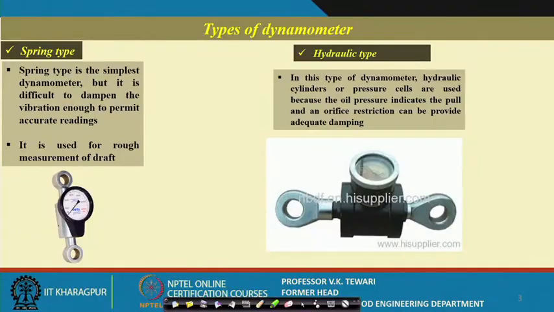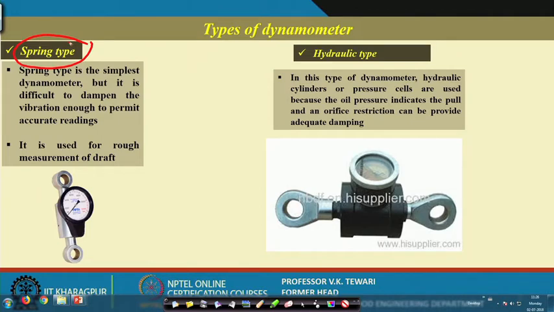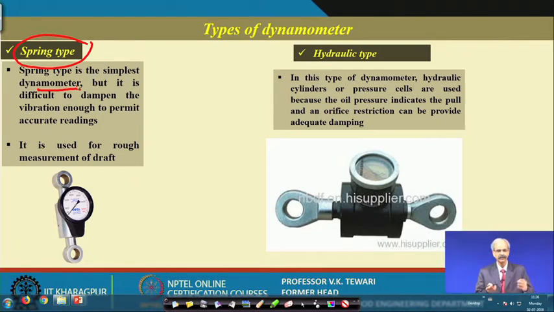The spring type is the one which is very primitive, and in fact, when nothing was available, we used this simplest spring type dynamometer, which is kept between the tractor and the implement at the place where it is hitched. Depending upon the pull that is coming onto the spring, we were in a position to measure the draft. It is used for rough measurement of draft. Long back, this was the only device available to us.